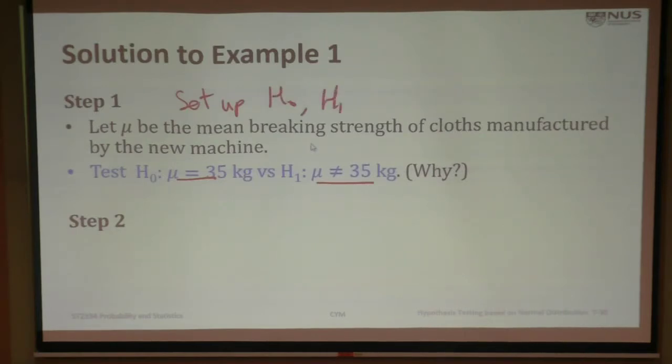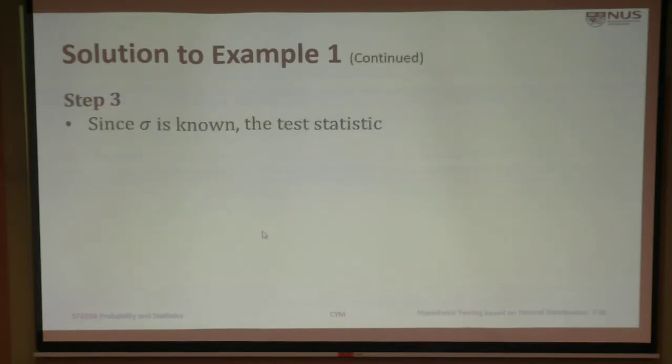Step 2 is to specify your alpha. You must say your alpha. I have not started looking at the data, which means I don't know the sample mean and other information about the sample. I just set alpha equal to 0.05. Next, because in this case sigma is known, our test statistic is x bar minus mu naught over sigma over root n.